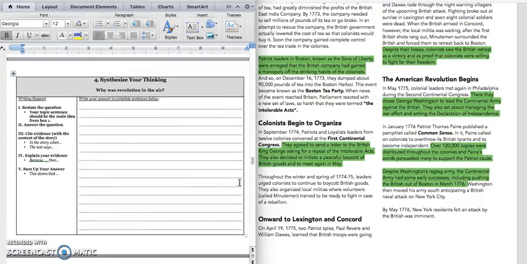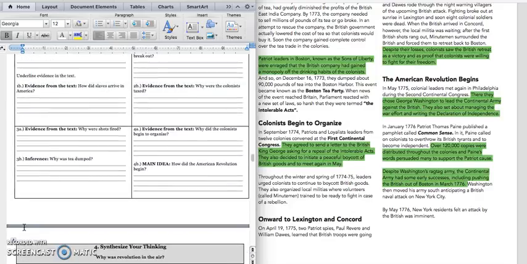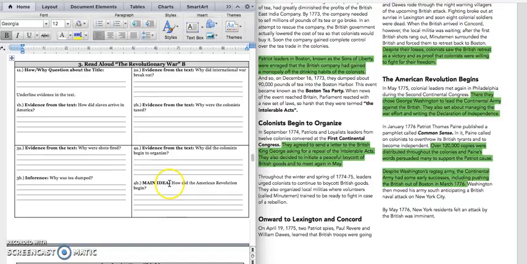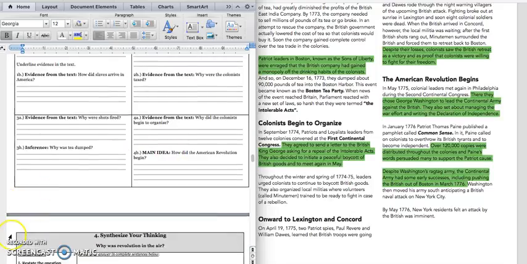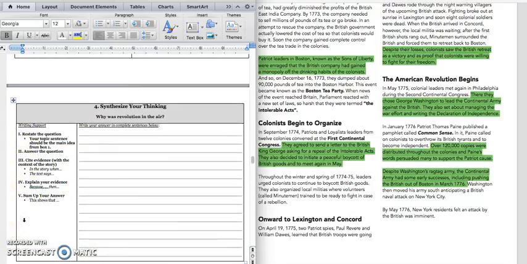The paragraph says, why was revolution in the air? So you need to write down your main idea from box 4B, and then you need to include details in your paragraph and quotes from the text.